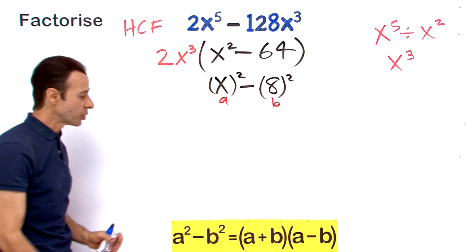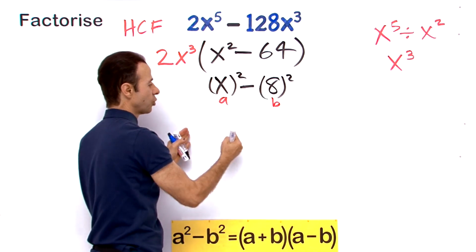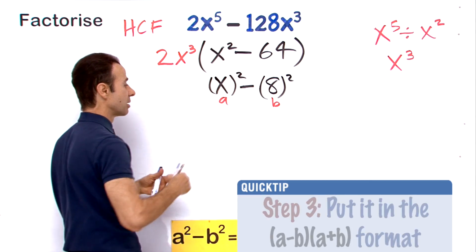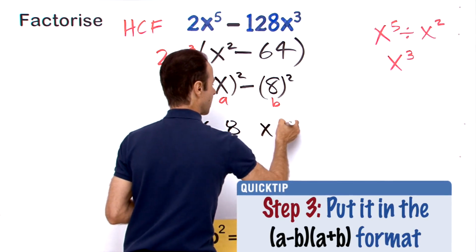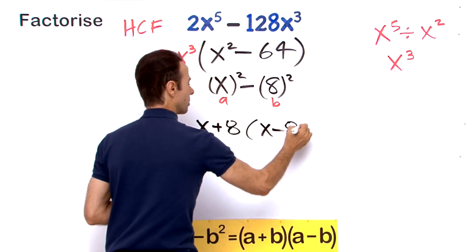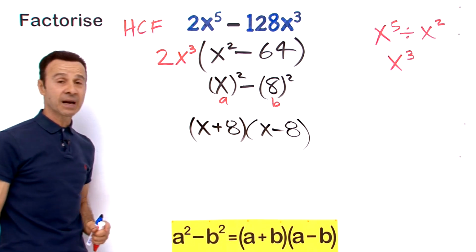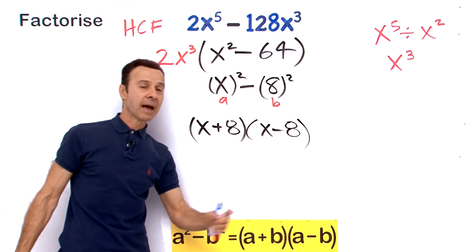So now all we have to do is put it into two sets of brackets. So we just write these two, x and 8, twice. One's got a plus between it, one's got a minus between it. So let me go ahead and do that. So we've got x and 8, x and 8. Now one's a plus, one's a minus. Put the brackets, and there you go. It's factored. X plus 8, x minus 8. Just like the a plus b, a minus b.